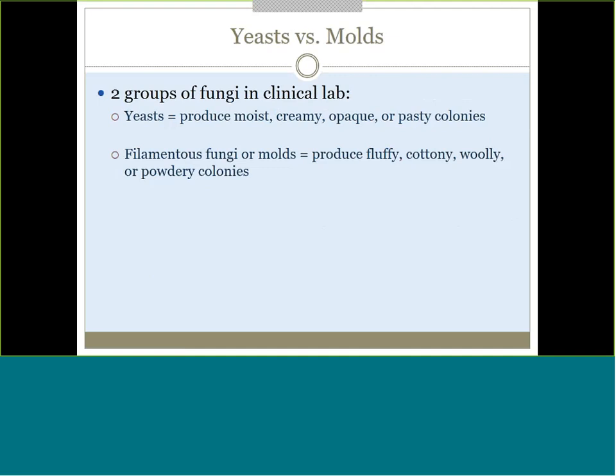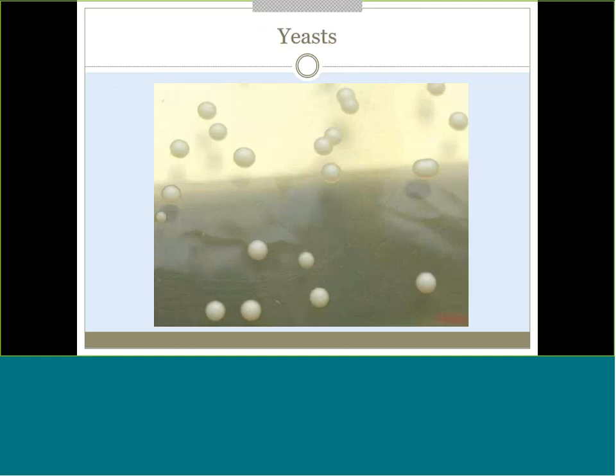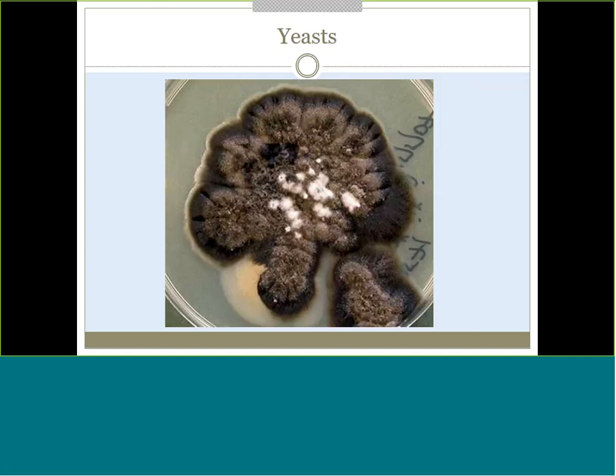But yeast typically will produce more of a moist or creamy type of colony, something more similar to bacteria. So when you do grow these on an agar plate, yeast are going to more resemble a bacteria colony, whereas a mold is going to look kind of like what you would expect. Like when molds grow on your foods, you see that fluffy or woolly or cottony type of colony, and they'll look the same on agar when they grow. So there's what a yeast would look like. Again, much more similar to a bacteria colony where it's a little bit more moist, opaque in color.